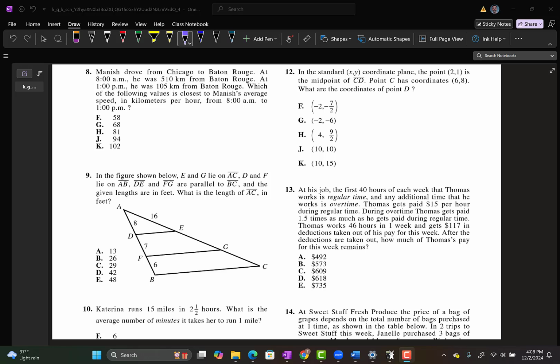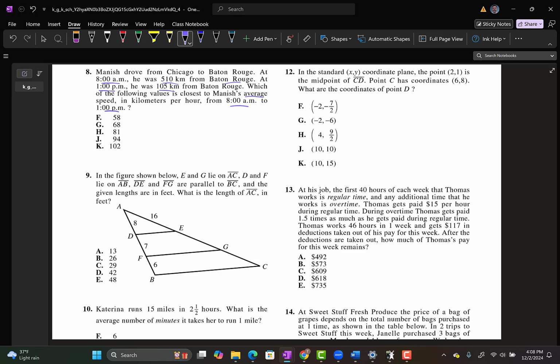All right, let's go through questions 8 through 12 in this video. Question 8. Manish drove from Chicago to Baton Rouge. At 8 a.m., he was 510 kilometers from Baton Rouge. At 1 p.m., he was 105 kilometers from Baton Rouge. Which of the following values is closest to Manish's average speed in kilometers per hour from 8 a.m.